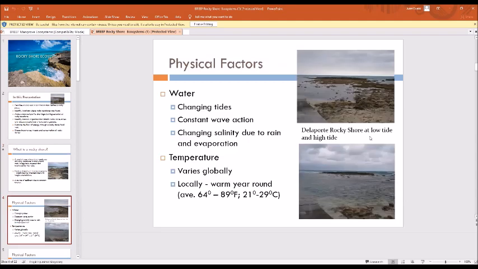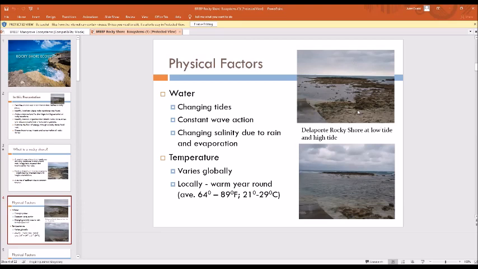Now we're going to talk about some of the abiotic factors that you will find on a rocky shore. One of the first things we'll talk about is the changing tides that are going to affect this habitat.